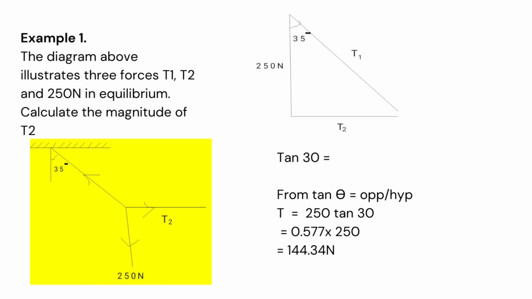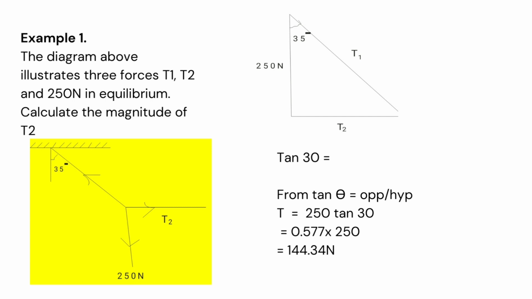The angle, looking at the initial diagram, is 30. So we'll use SOHCAHTOA. Tan 30 is equal to opposite over adjacent. Our T2 now gives 250 tan 30, which is equal to 0.577 times 250. And our value goes on to 144.3.